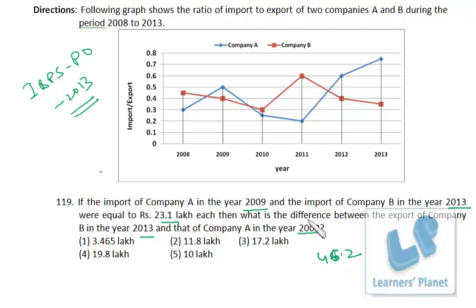Now similarly, export of company B in year 2013. In 2013 company B, it is 0.35, right? That means import is 35% of export. So if import is 23.1, export must be 23.1 by 0.35. So 66 and 46.2, the difference is 19.8 lakh. Right? Pretty simple.